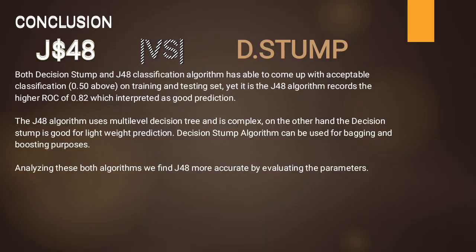So the conclusion is that both J48 and the decision stump performed well and had a ROC area of more than 0.5, but since J48 has a bigger value than the decision stump, we conclude that the J48 algorithm is better in performance than the decision stump algorithm.